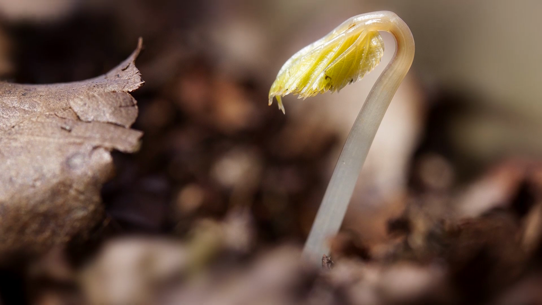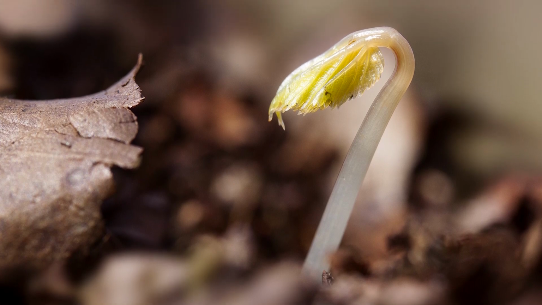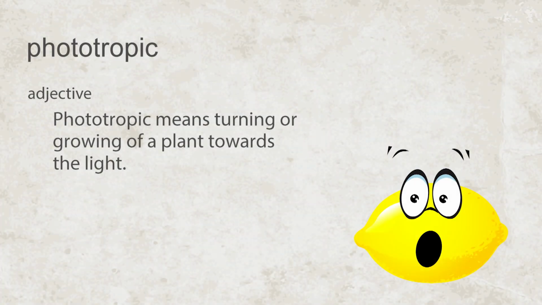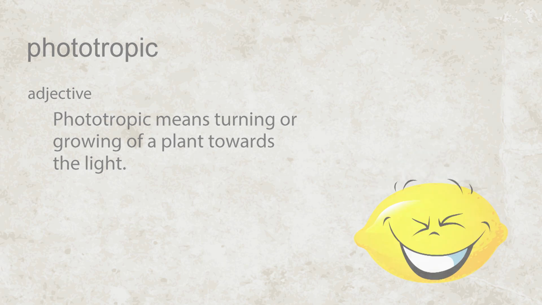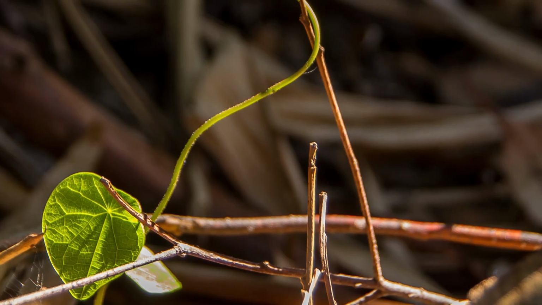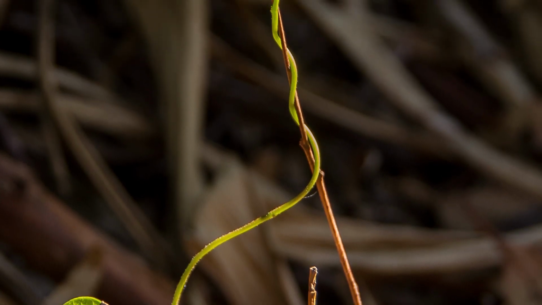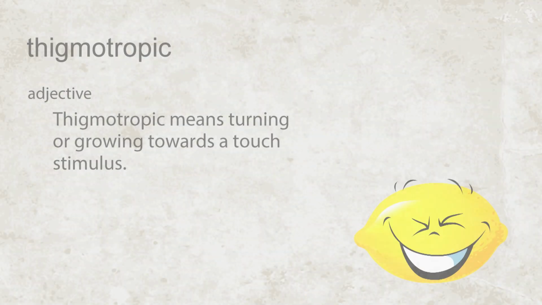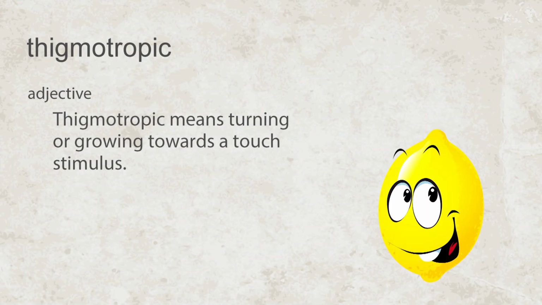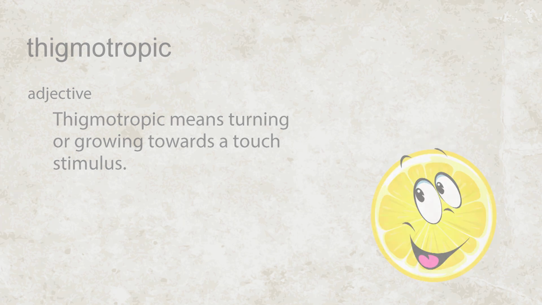Stems usually grow above the ground and are positively phototropic. Phototropic means turning or growing of a plant towards the light. Some stems are thigmotropic in response to touch, such as the stems of climbing plants. Thigmotropic means turning or growing towards a touch stimulus.